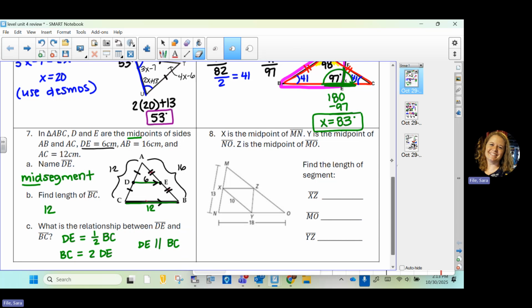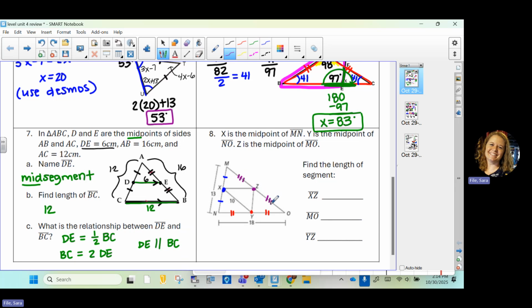All right, in number 8, all 3 mid-segments are drawn because they tell us X is the midpoint of MN. So I'm going to mark those congruent. And it tells you Y is the midpoint of NO. So I can put congruent markings here and here. And then it tells you Z is the midpoint of MO. So I can put 3 tick marks here and here.